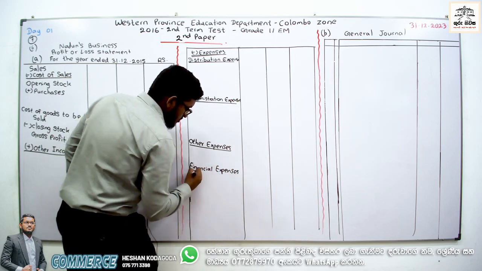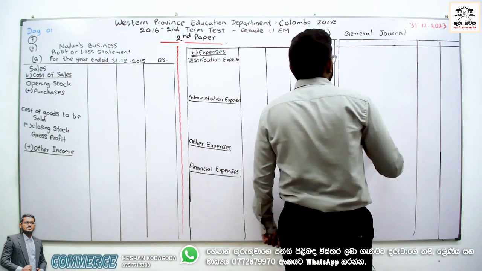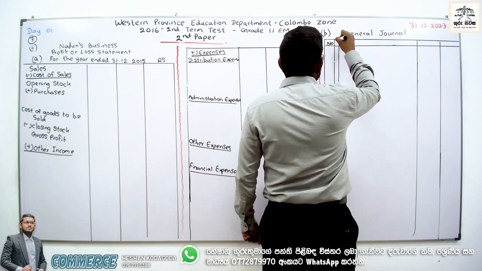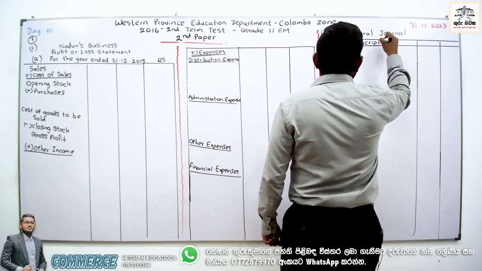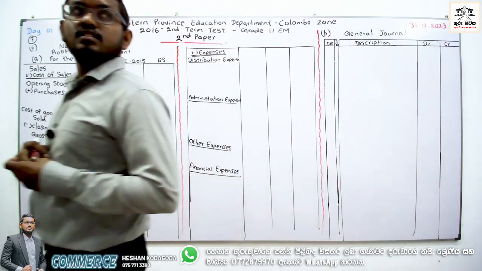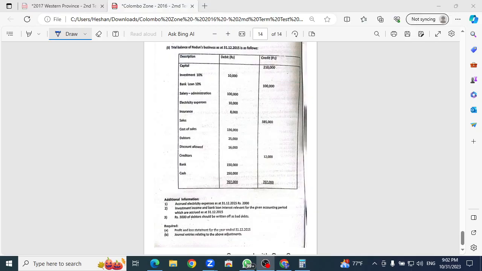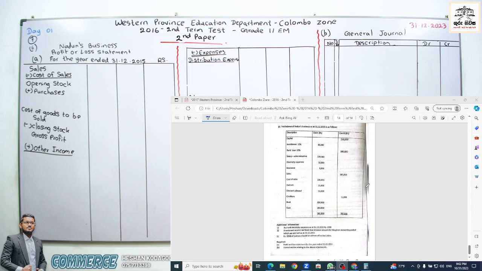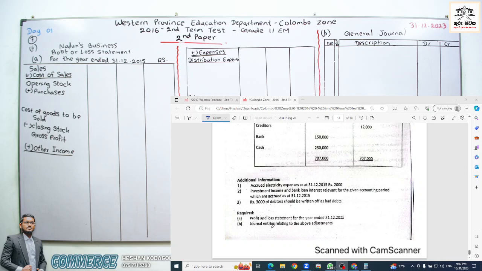Here, no need to calculate the SOFP. For the journal you can write number, journal voucher number, description, debit and credit. This is the structure of the general journal. So what is the requirement? We need to prepare this profit or loss statement, and other than that, journal entries related to the above adjustments. Is it clear? Journal entries only for the adjustments, right?